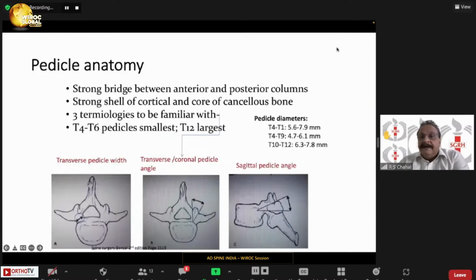We looked at the pedicle anatomy as already discussed by Appaji. So you need to have these three important things in mind. If you know the diameters, you know the angulation in the sagittal and coronal plane, you can never go wrong.